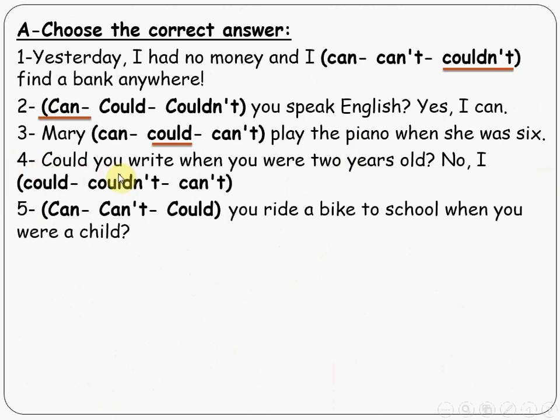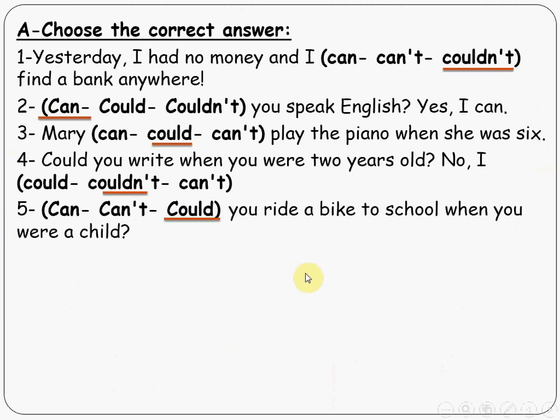Number 4, could you write when you were 2 years old? No, I could or couldn't. Excellent, no, I couldn't, because it's in the negative form. Number 5, can, can't, could you ride a bike to school when you were a child? When you were a child, this is in the present or in the past? In the past. So here I'm going to ask with could.